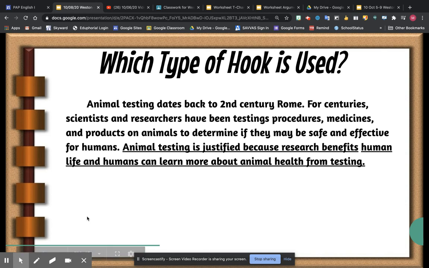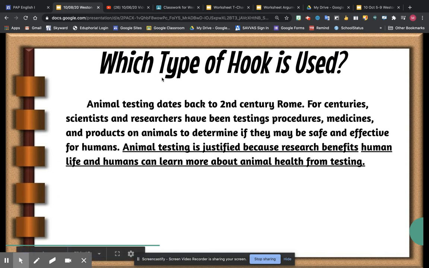Animal testing dates back to the 2nd century Rome. For centuries, scientists and researchers have been testing procedures, medicines, and products on animals to determine if they may be safe and effective for humans. Animal testing is justified because research benefits humans' life and humans can learn more about animals' health from testing.